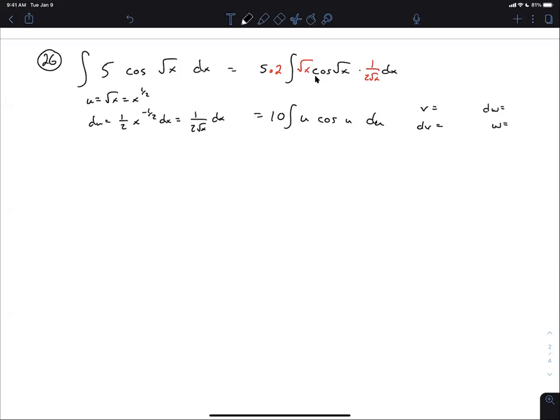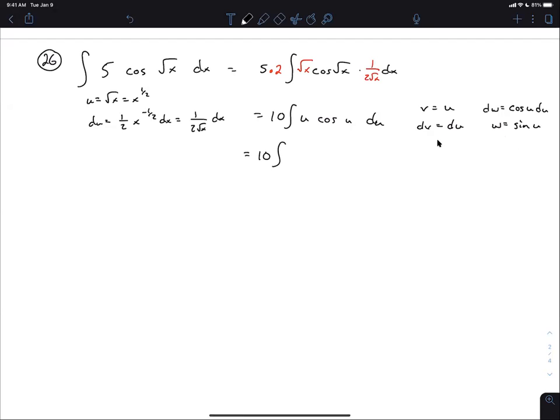All right. So then v is u, dw is cosine u du, dv is the derivative of u times du, so du, and w is the antiderivative of cosine u du, which is positive sine. And now the parts formula for these letters would be vw minus w dv. So we're going to have 10 times all of that.